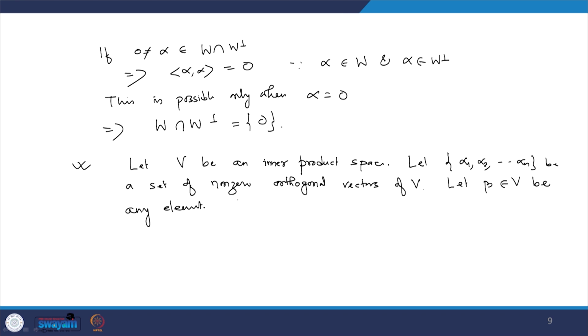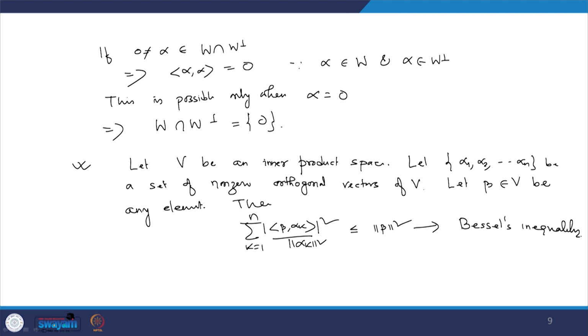then the sum over k equal to 1 to n of the absolute value of the inner product of beta and alpha k squared, divided by the norm of alpha k squared, will be less than or equal to the norm of beta squared. This is called Bessel's inequality. This also comes as a consequence of very straightforward results that we have already explained.